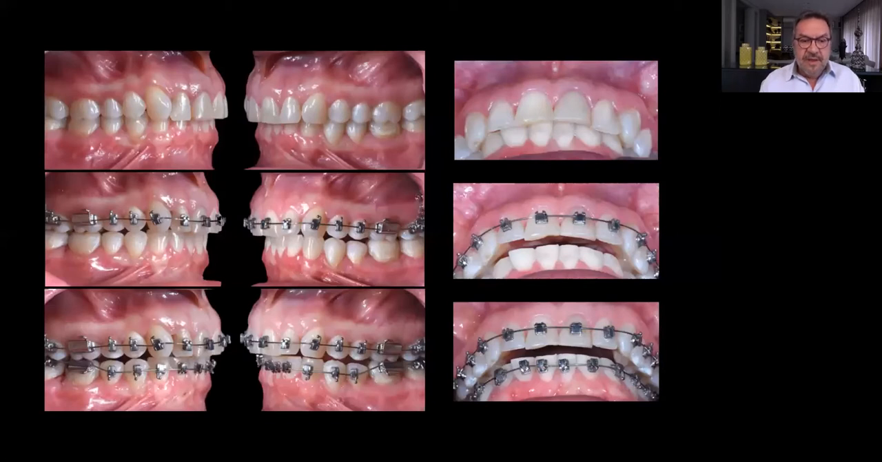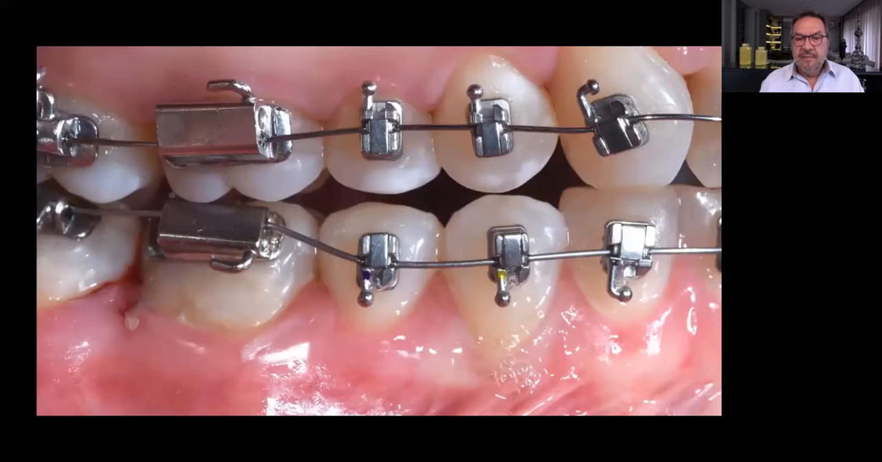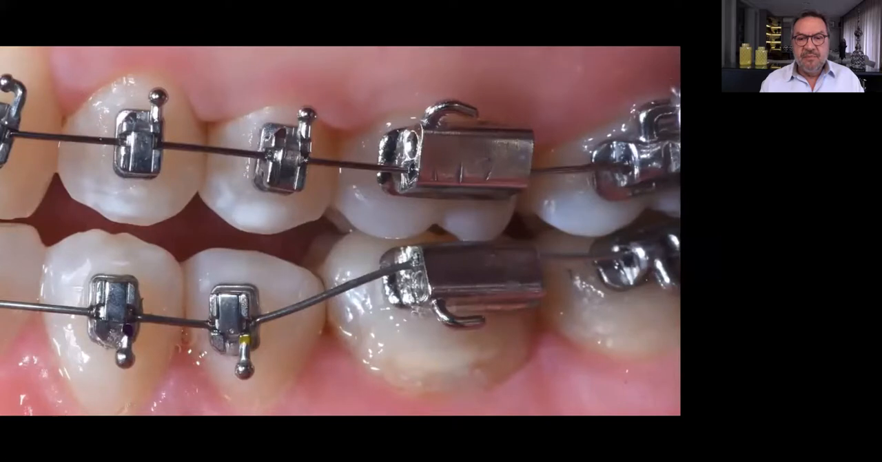So here we have bonded the lower braces. Take a look at the molar, promoting the premolar extrusions. All products are from TP. I like these products. The premolar is very narrow, the opposite of the wide one. And we promote lots of these slides. And those tubes are very important.